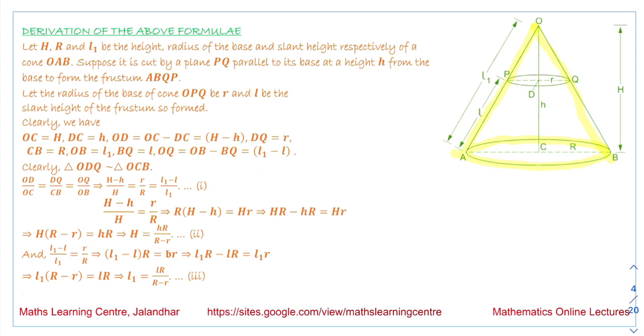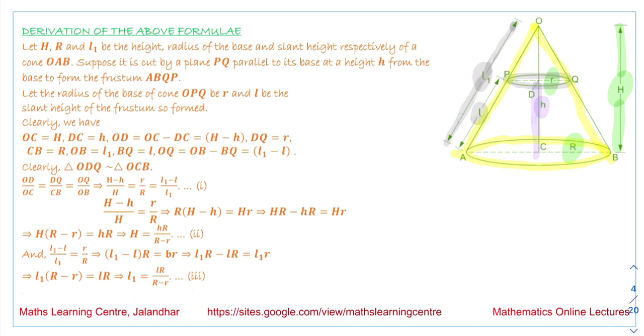And suppose it is cut at 2 points. These are the 2 points P and Q, where the plane intersects this cone. A plane is there parallel to the base. Then we consider that this base radius is capital R, and the radius of this circle is small r. The height of this complete cone is capital H, and the height of this smaller part, this frustum of the cone, is small h. The slant length of the original cone is L1, and the slant length of this portion is small l.